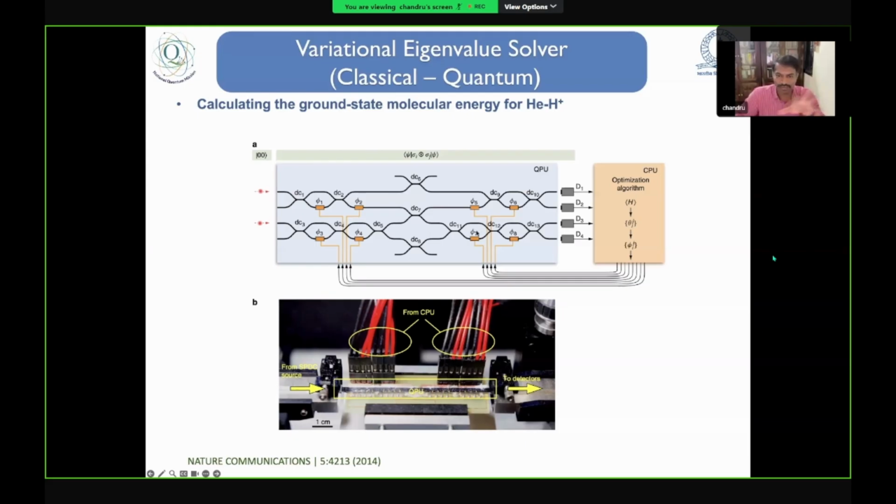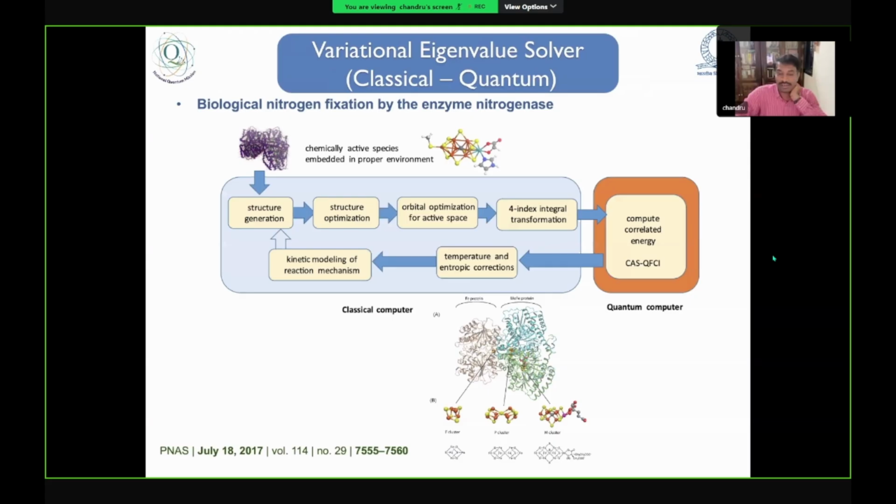The combination of a small quantum processor and a classical processor together showed an efficient way of calculating the ground state energy of the helium ion. Similarly, this has not been efficient. This is something I mentioned yesterday: there are complicated problems like nitrogen fixation, which can't be done with the best of classical computers. But people have now come up with a combination of classical and quantum algorithms which can somehow solve these problems.